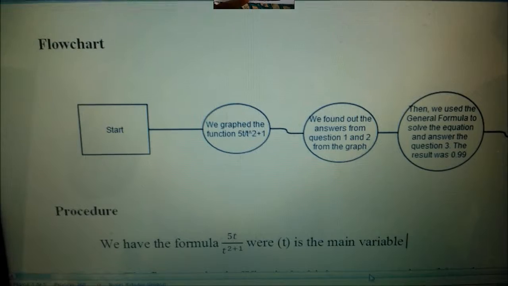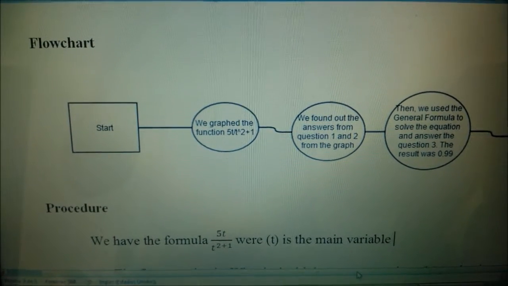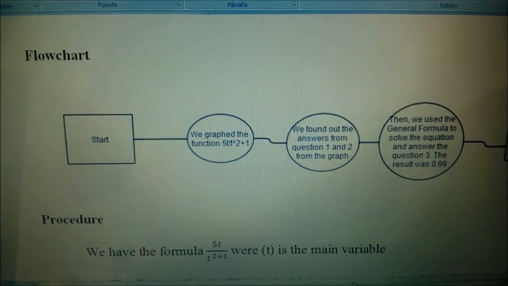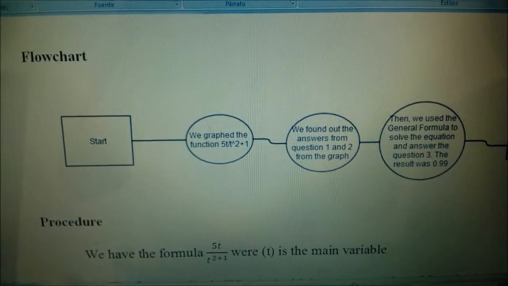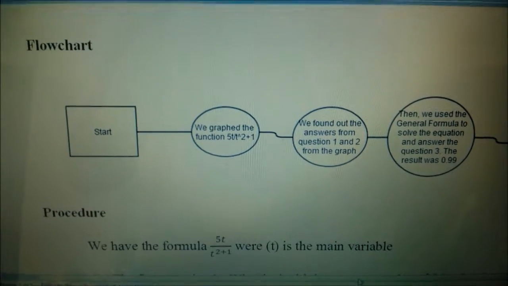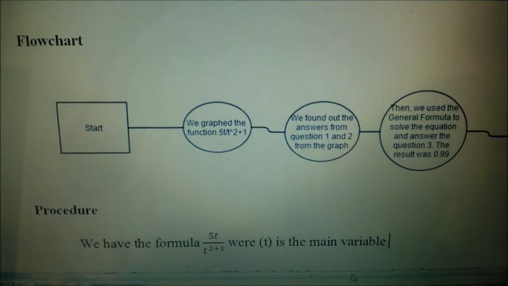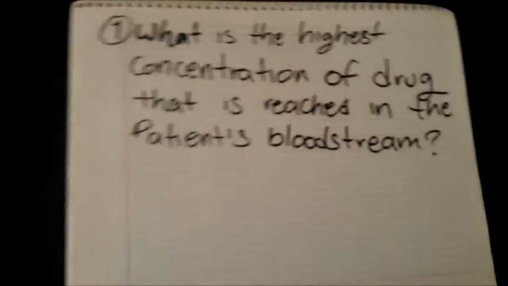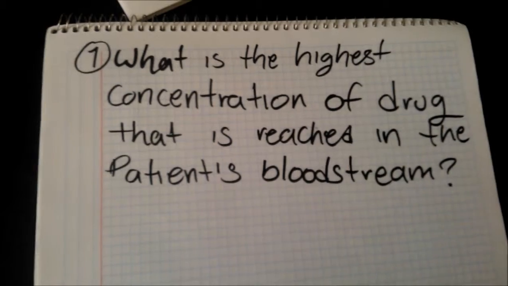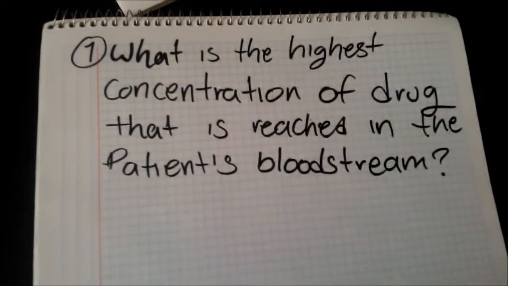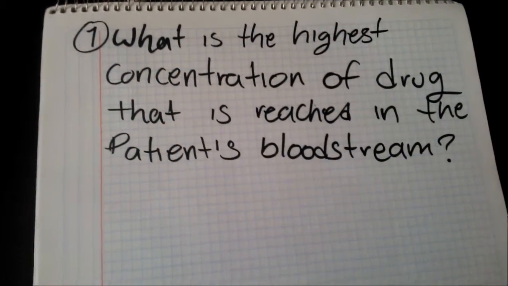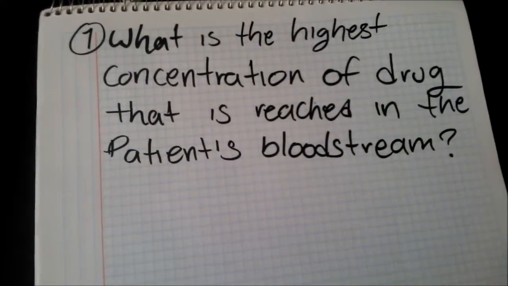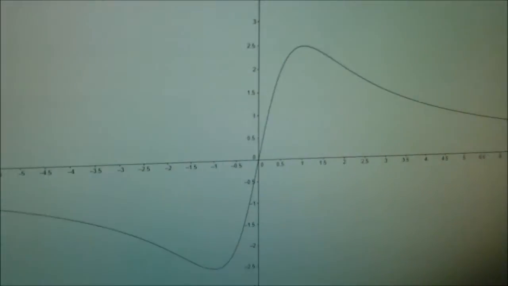Okay, now that we have the problem, we're going to start with the flowchart, and the first part of the flowchart is to graph the function 5t over t squared plus 1. We have the first problem, that is, what is the highest concentration of drug that is reached in the patient's bloodstream? Well, now that we have the graph, we graph the function, so we know the answer.